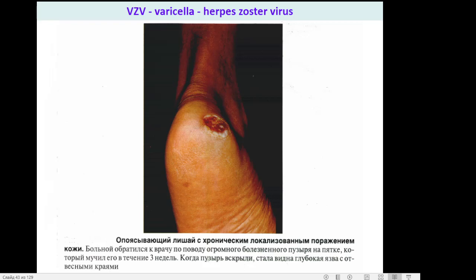It is chronic varicella zoster with ulceration, not very typical, usually erosions for herpes viruses. Here, deep ulcer.